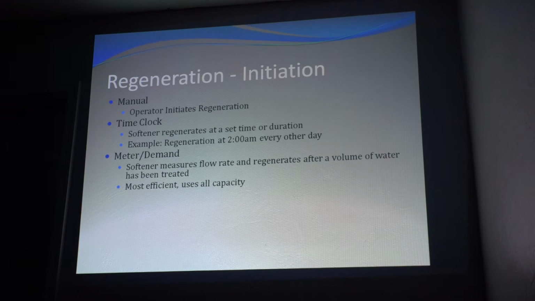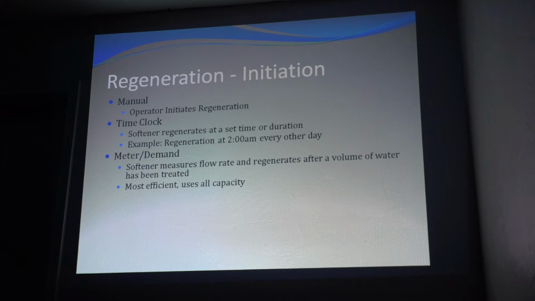The software measures flow. It can measure flow rate, but flow volume. You should change that. It measures flow, and regenerates after a volume of water has been treated.